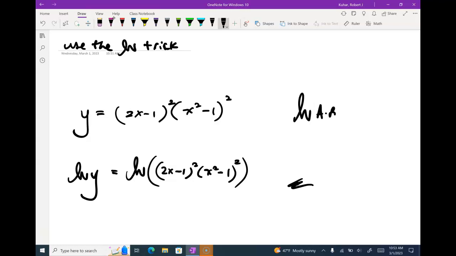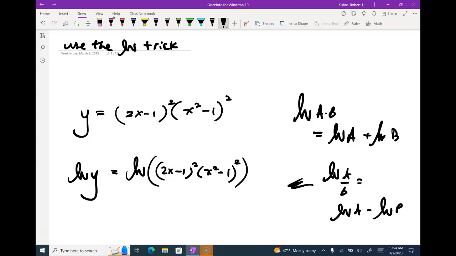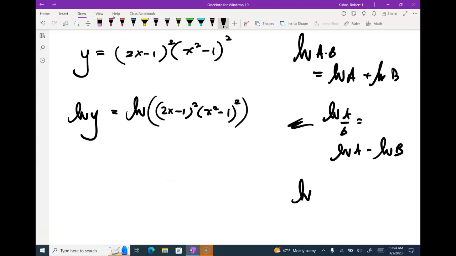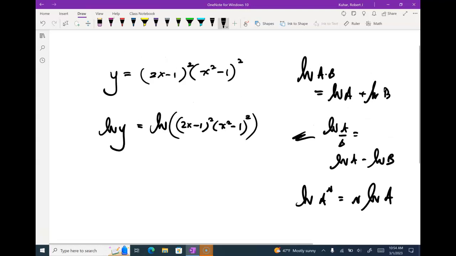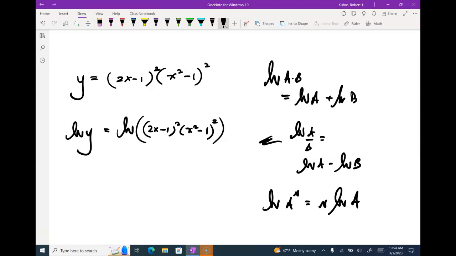Ln of a times b is what? Ln of a plus ln of b, right? You remember this? And ln of a divided by b is ln of a minus ln of b. And ln of a to the n is n times ln of a, right? So we remember all these properties from pre-cal. If you don't remember, get them on your formula sheet.